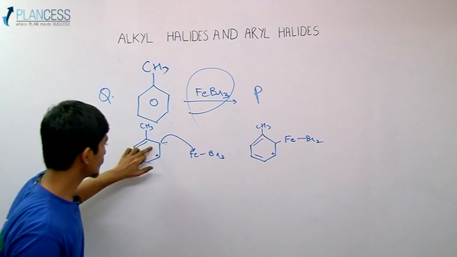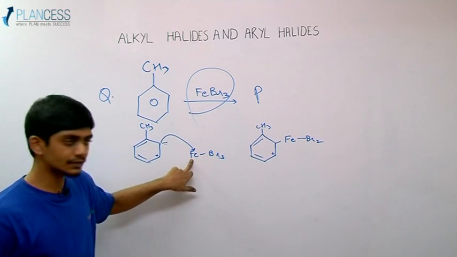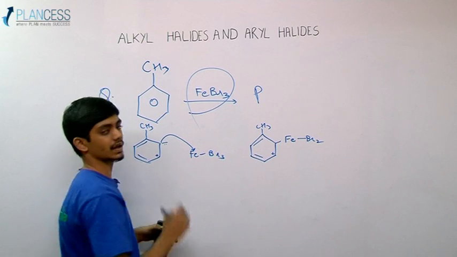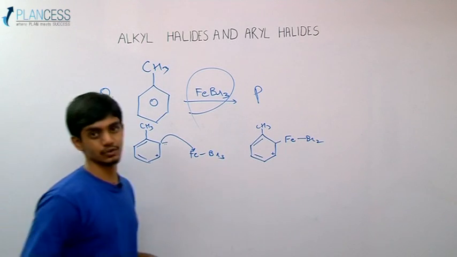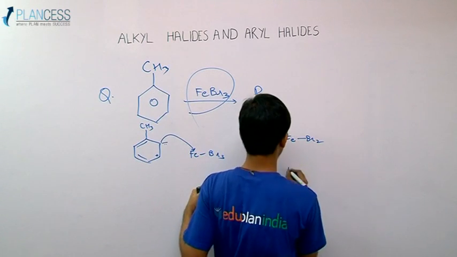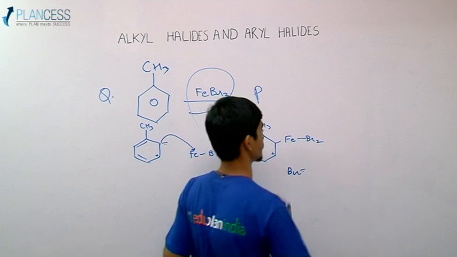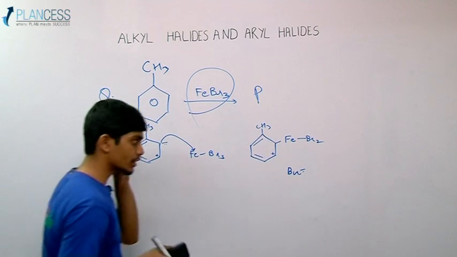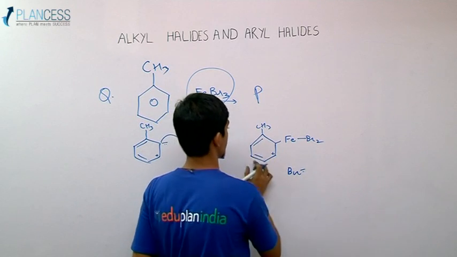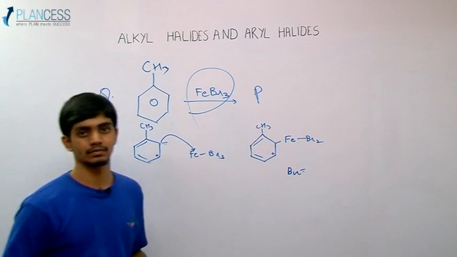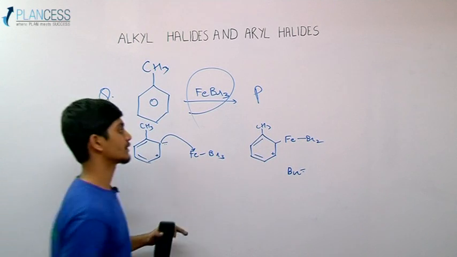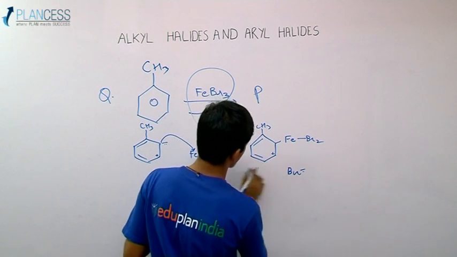Fine. So do you understand why does one of the bromines leave? Because the carbon has donated a lone pair of electrons into the Fe empty d orbitals, and hence one of the Fe and Br bonds has to be broken. So at this step we get a Br minus. Fine. What is next here? Next, what should happen is the stabilization of the carbocation.